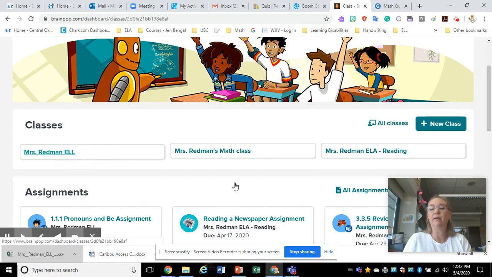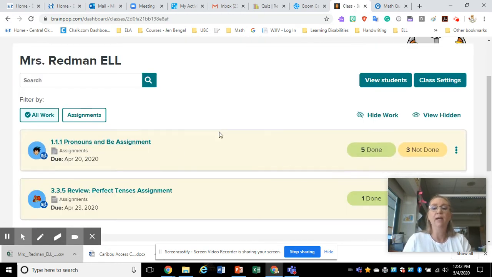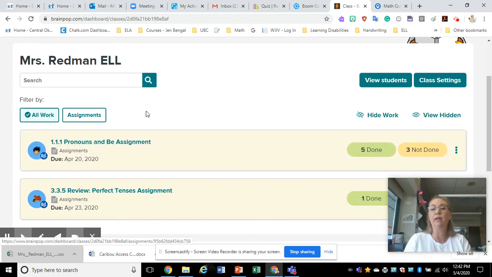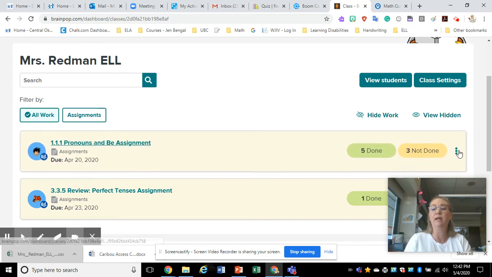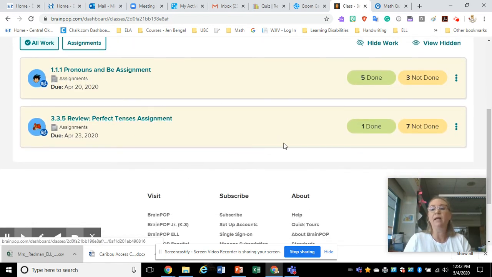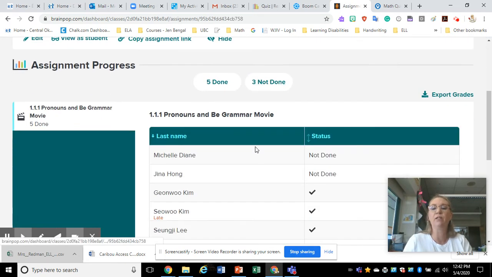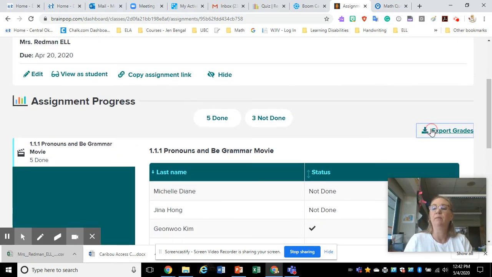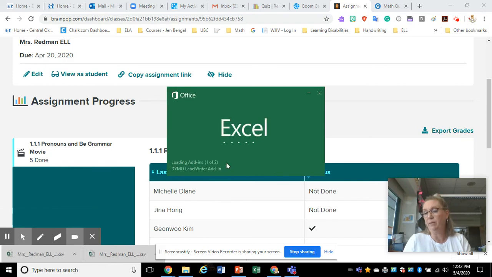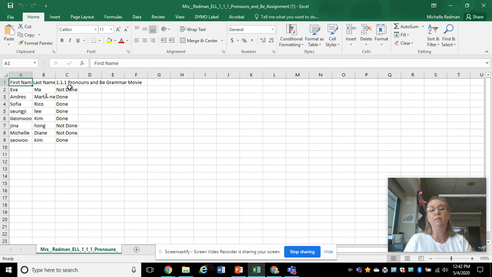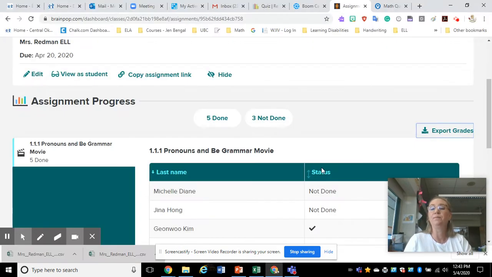And here are my classes. I have 3 different classes in here right now, and we've been working on pronouns. We're getting mixed up on pronouns, so I can see that I've got 3 that are still waiting to be done. And then these, I can export all of these. This one I didn't have for marks. This one I just had to see if they got it done. But I can export the grades, and it brings it up into a nice Excel spreadsheet for me. So if you are grading or you want to keep track of that kind of thing, you can see here I'm just doing whether they were able to finish it or not.